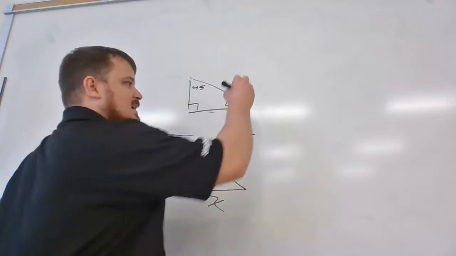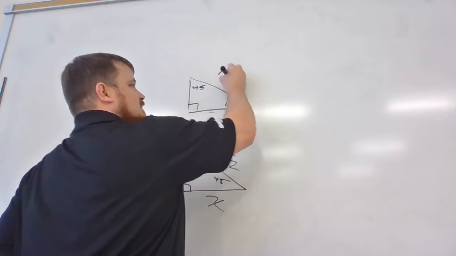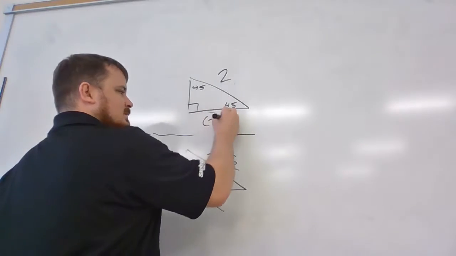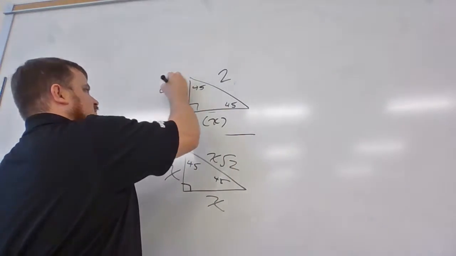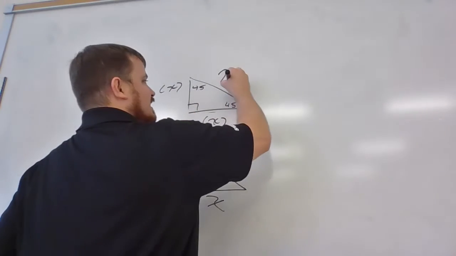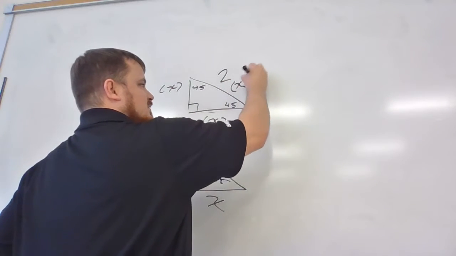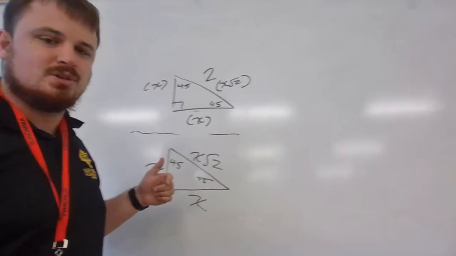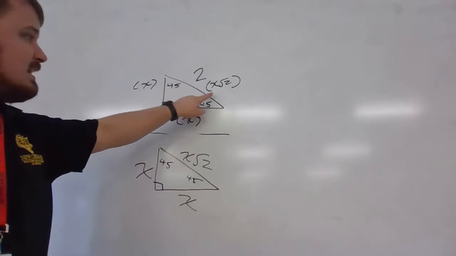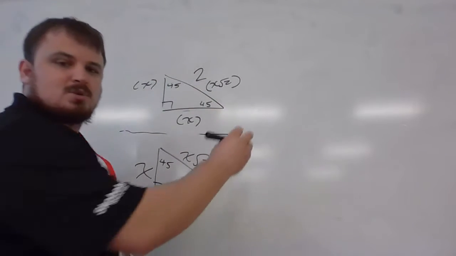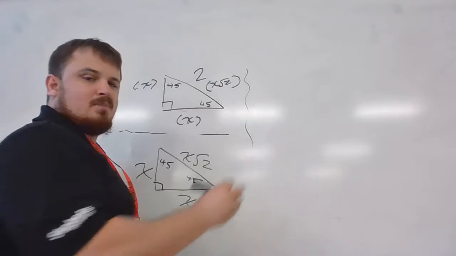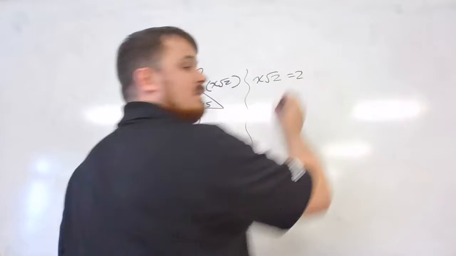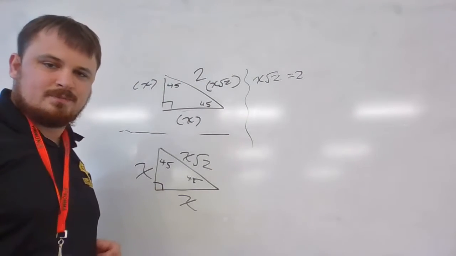if instead the 2 was right here? This is where it can get a little bit more challenging, because now this side is supposed to be X. This side is supposed to be X. And this side is supposed to be X times root 2. Okay, so now X times root 2 is 2. So what you'll do, you'll set up a problem over here that says X times root 2 equals 2.